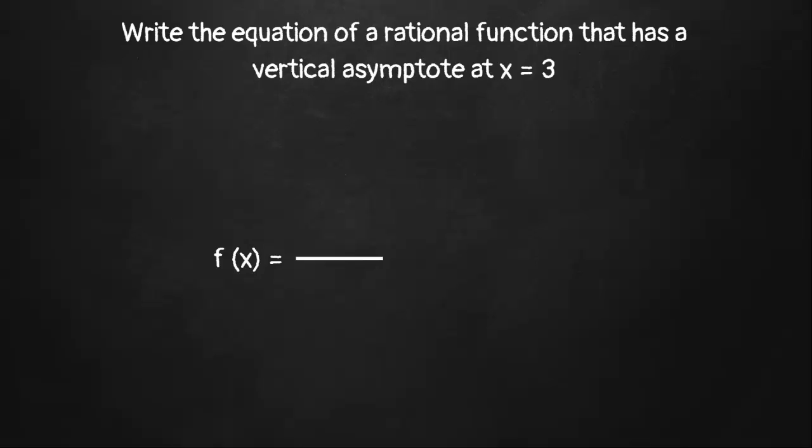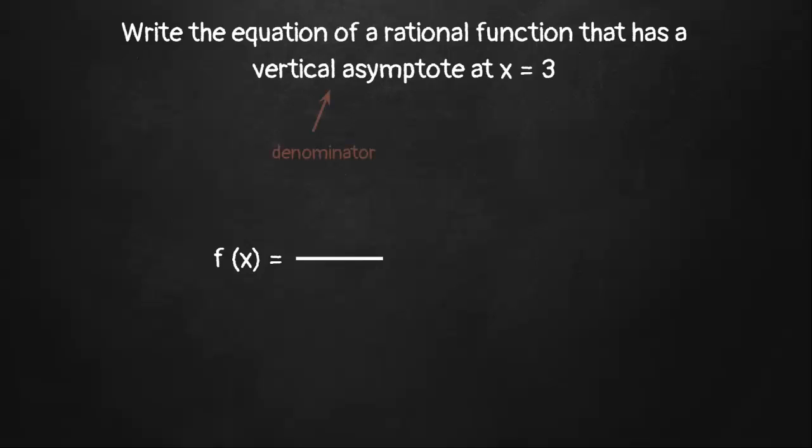Hi everyone, so today we're going to write equations of rational functions based on certain characteristics. So here we have to write an equation of a rational function that has a vertical asymptote at x equals -3. One thing to remember always, we're writing a function, so we want to have f of x, or g of x, in the beginning to show that it's an equation, and it is a rational function, so we are going to have a fraction.